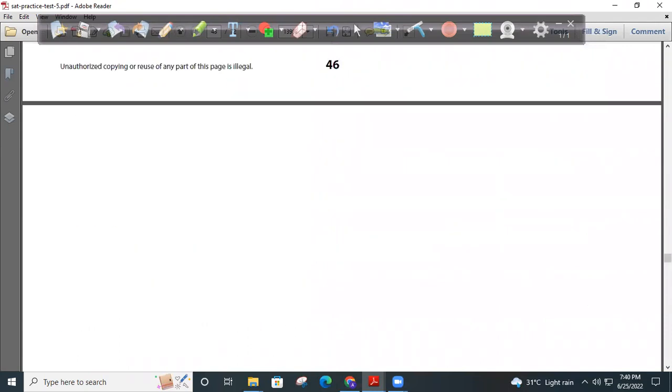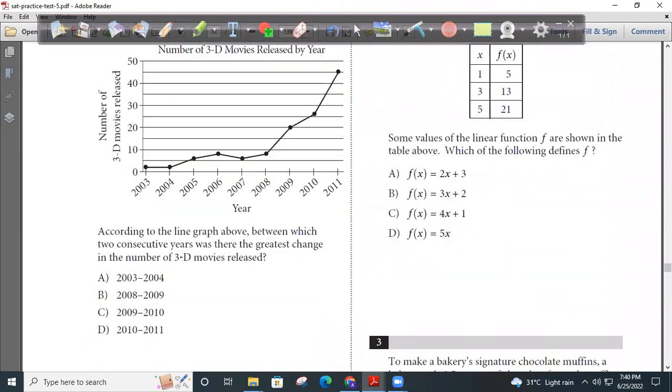And the good part is 99% you'll get mean and median questions in section 4. 99%.